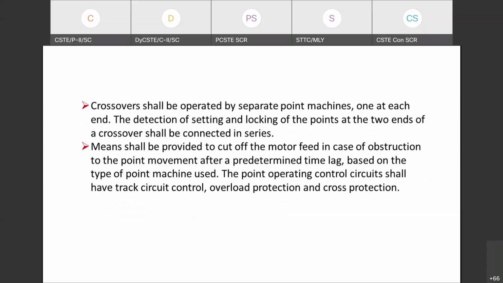And the operation will be in parallel. That means both ends will be operated at a time, and the detection will be proved in series from B end to A end and further to the relay room. And if any obstruction is there, the circuit should be such that after a prescribed time lag, the feed is cut off to the motor.